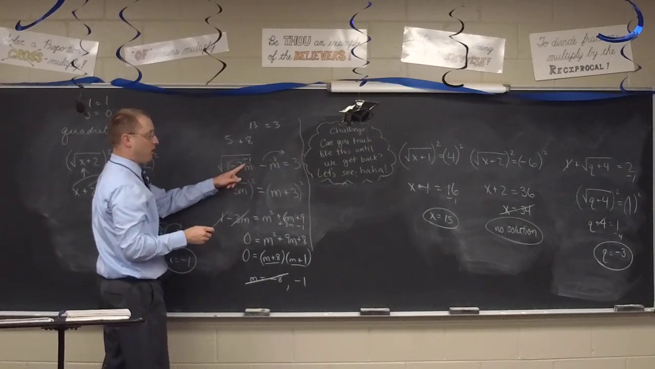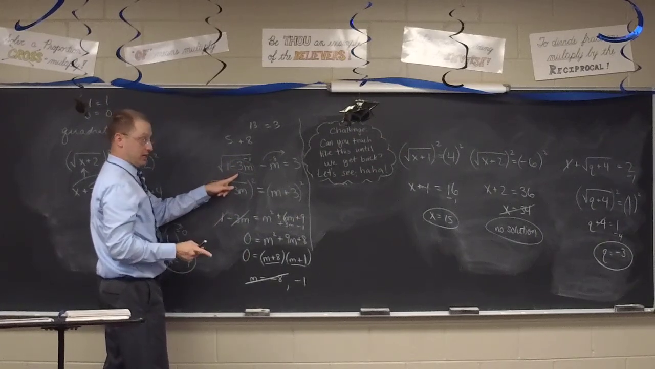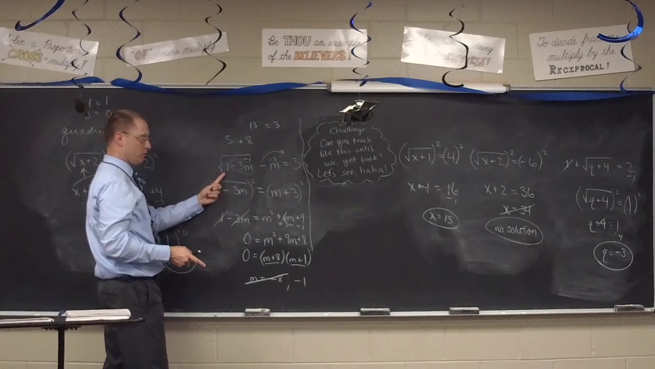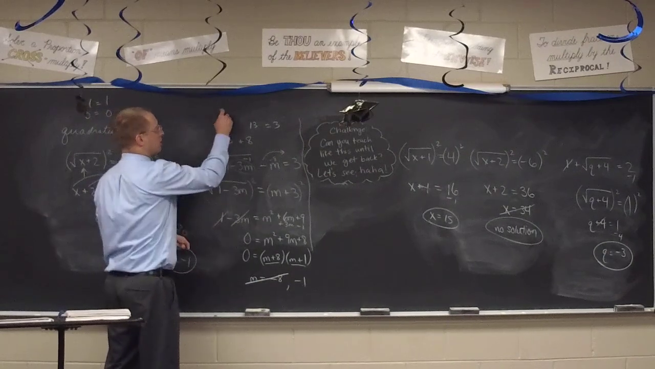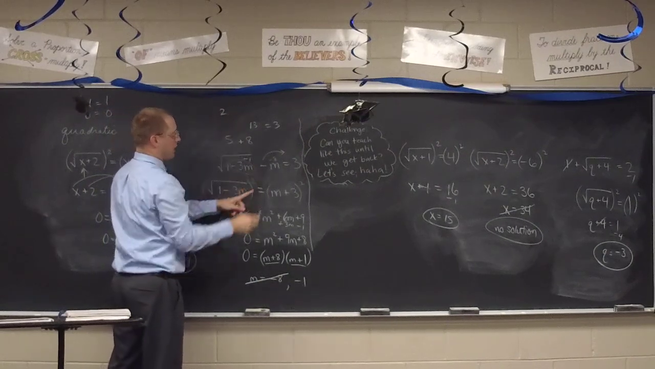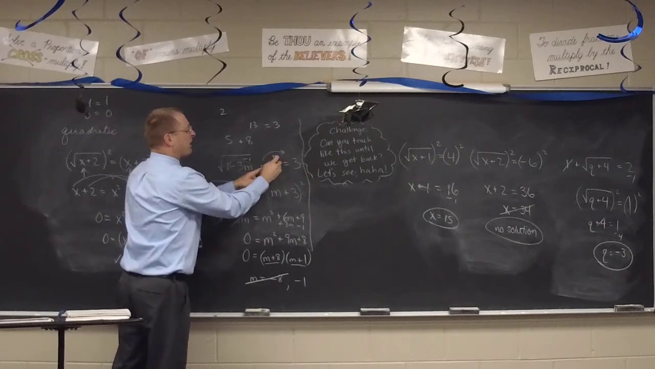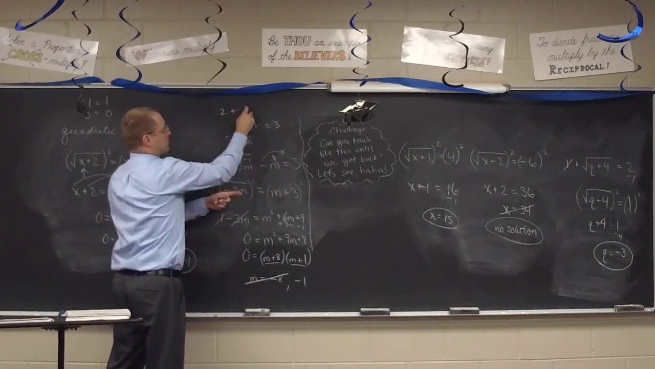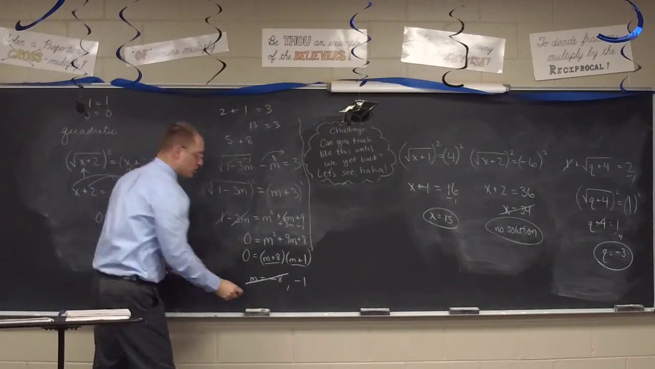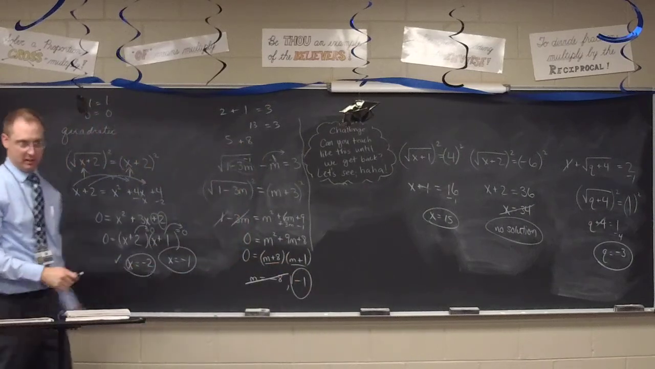Negative 3 times negative 1, 3, plus 1, 4. Square root of 4, 2. Minus negative 1 really means plus 1. Does that equal 3? Yes. This one checks, that one doesn't.